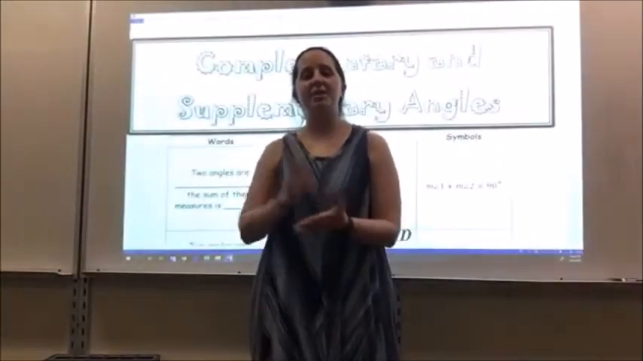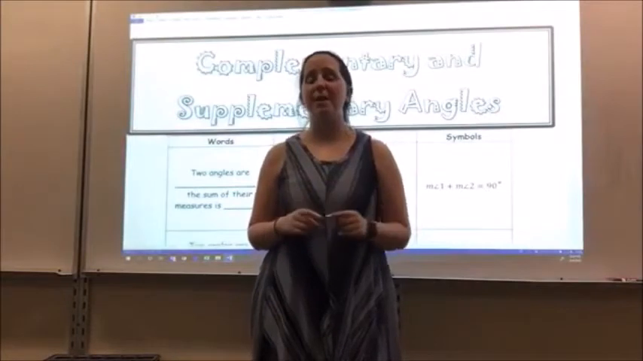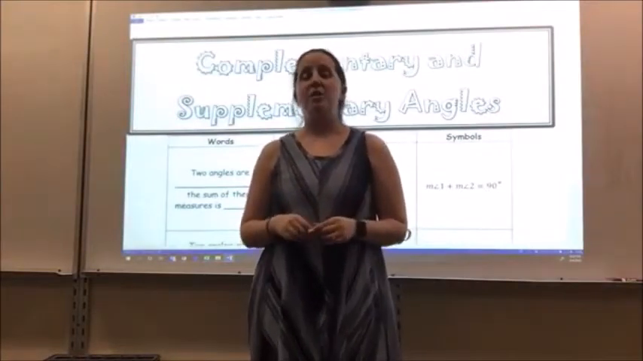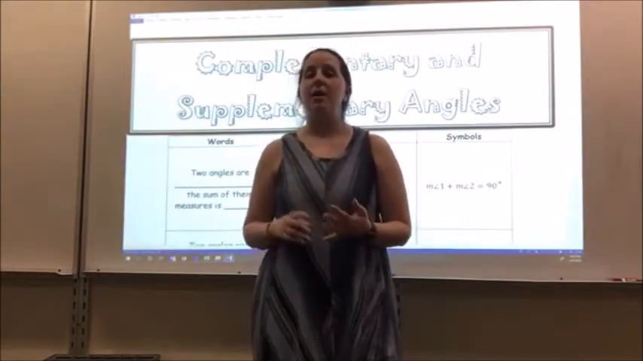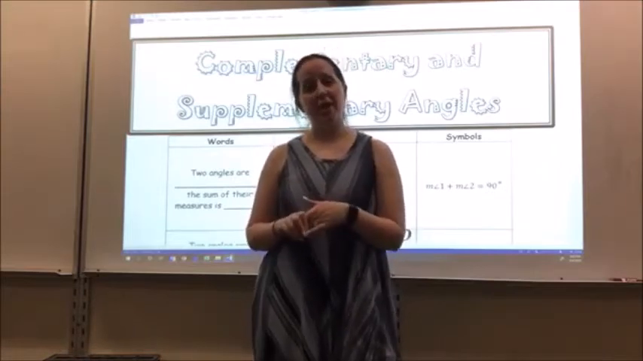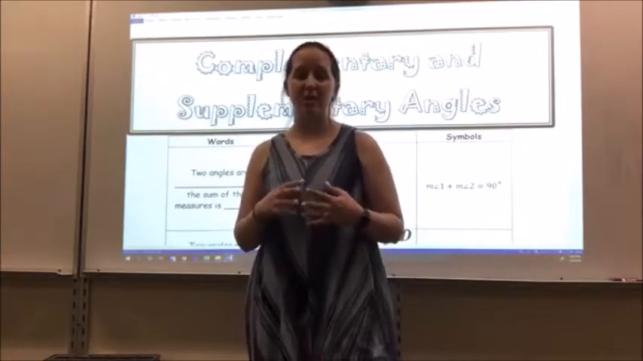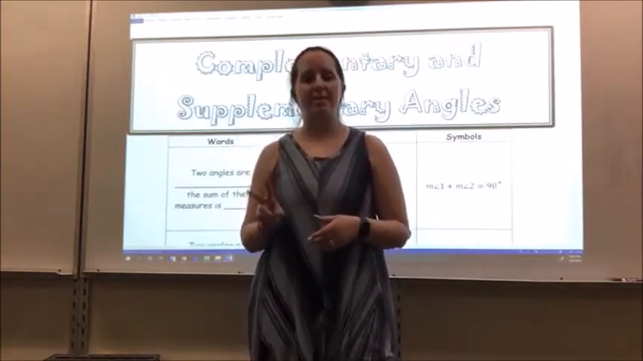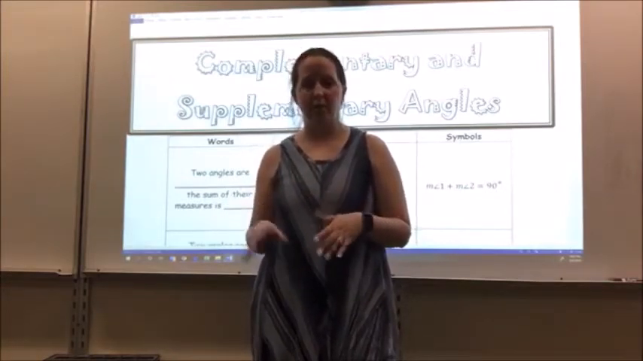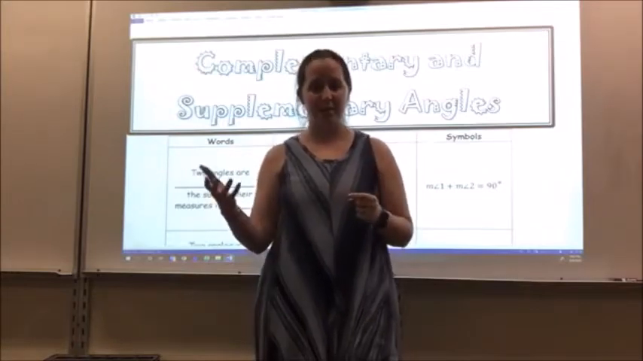All right, this is Chapter 7, Lesson 2, Complementary and Supplementary Angles. So last time we talked about acute, obtuse, right, and straight angles. So now we're actually going to talk about what happens when we combine two angles together. So we get two very special, different types of angles. We have complementary angles and supplementary angles.